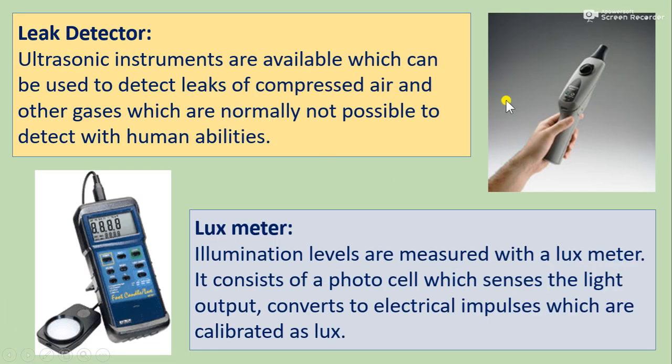Then in case of compressed air systems, steam distribution systems, and refrigeration systems in which ammonia is used, suppose leakage occurs, then it is very difficult to find or detect the leakage. So in that case leak detectors are used to detect the leak.